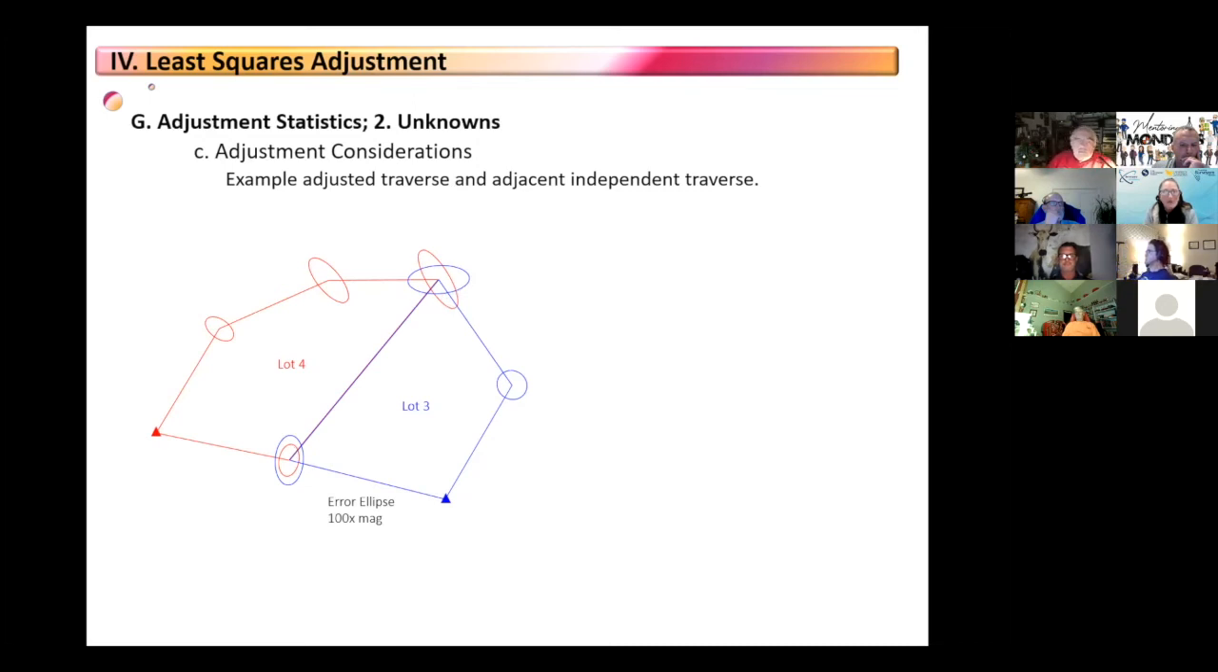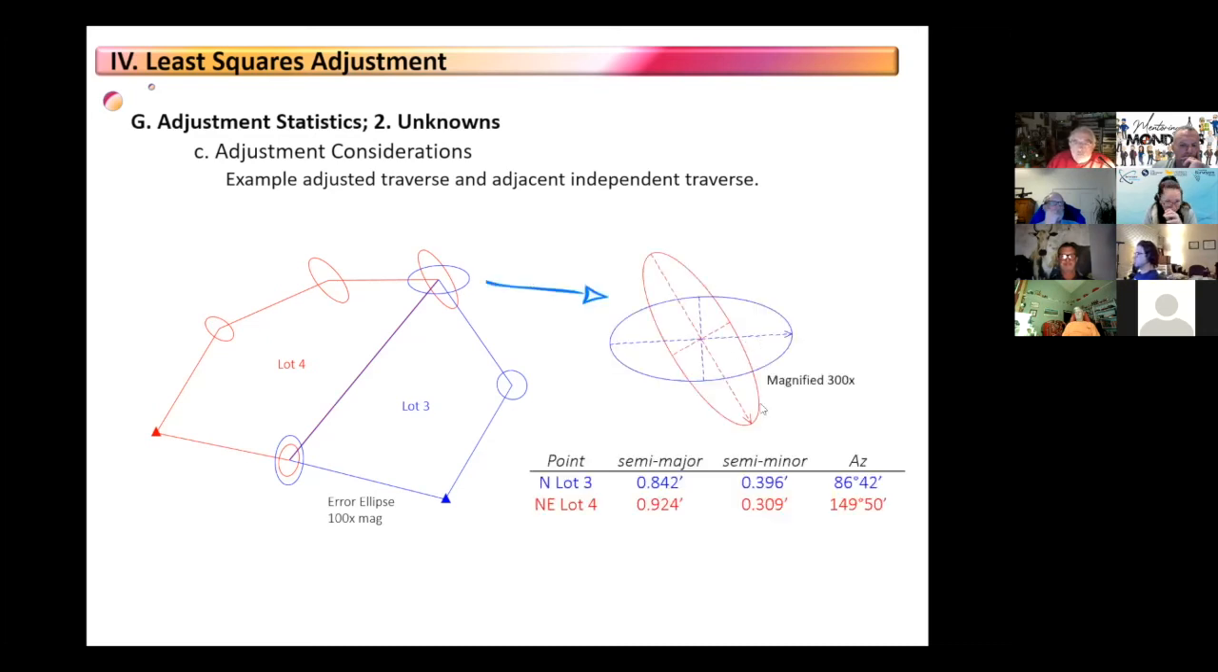So basically, when I look at that, if I magnify those two error ellipses, the semi-major axis for lot number 3, from here to here, is 0.8 feet. Semi-minor is 0.4 feet. For the northeast, that's 0.9 feet and 0.3 feet. So that's a pretty good chunk of distance.